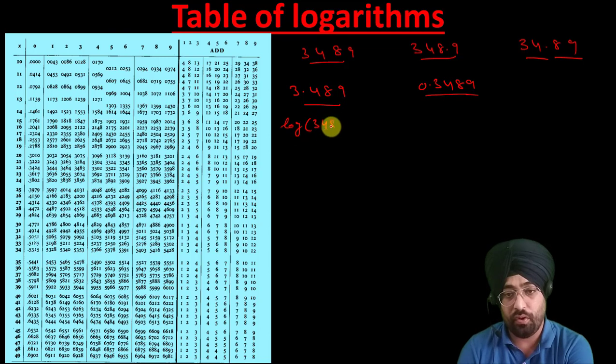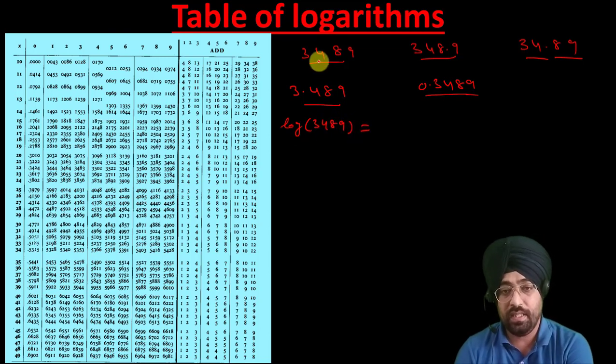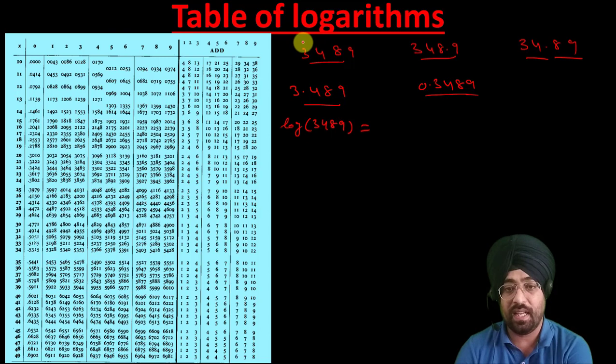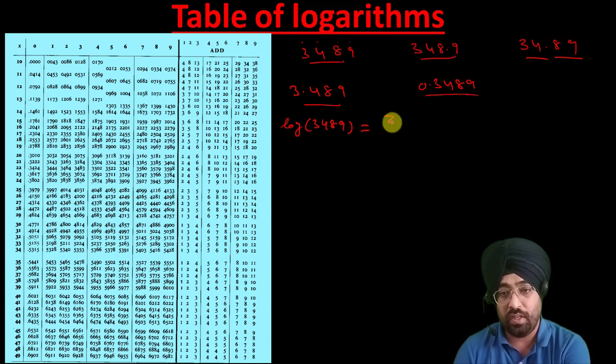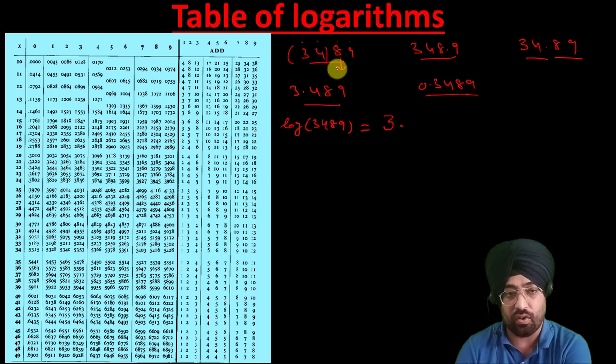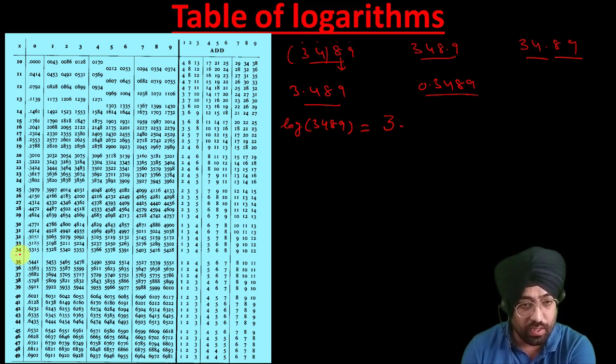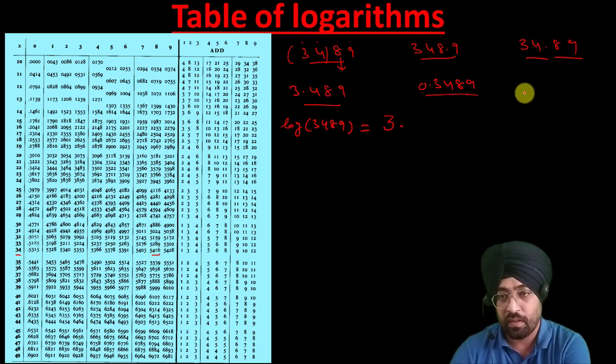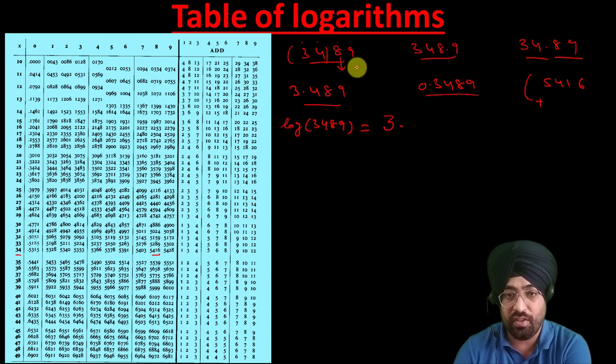Log 3489. Its characteristic will be the number of integral digits before the decimal; as it has no decimal, 1 2 3 4, 4 minus 1 is 3. So its characteristic is 3. Now we have to find mantissa. To find mantissa, we have to see the value of 34 in the 8th column. So here is 34, its value in 8th column is 5416.